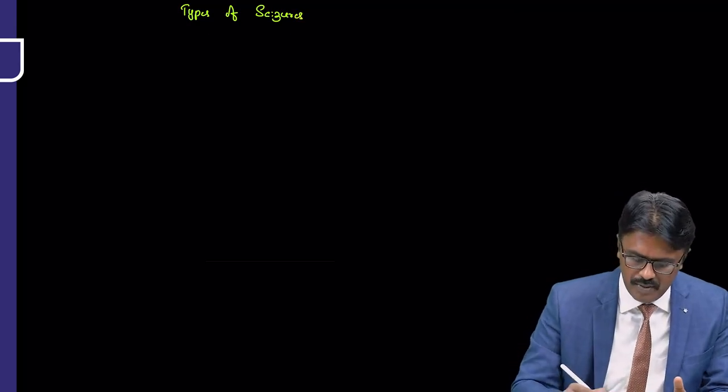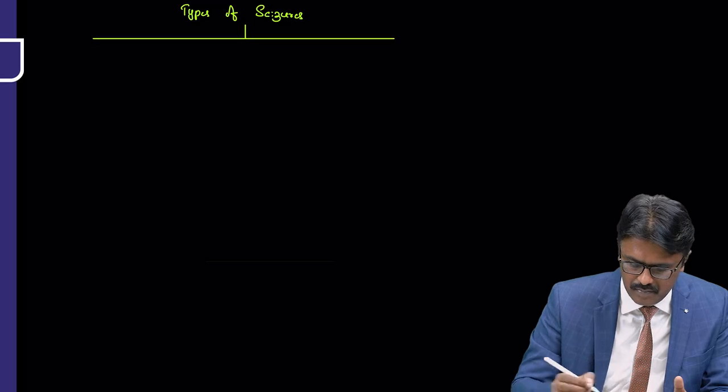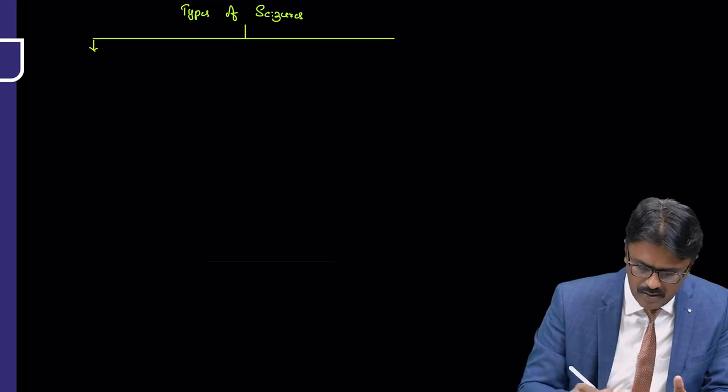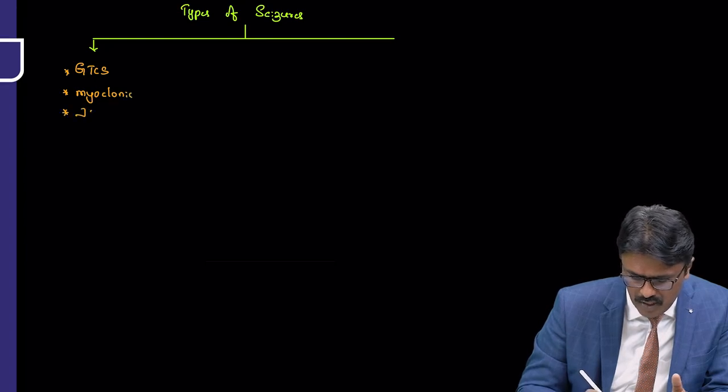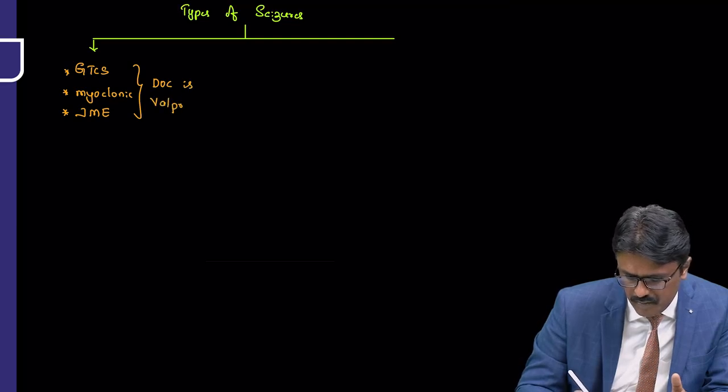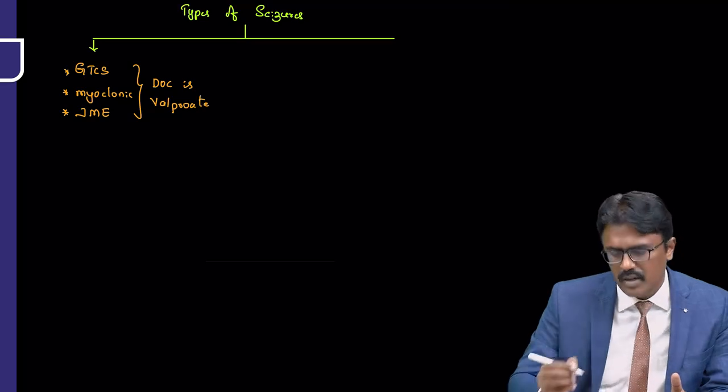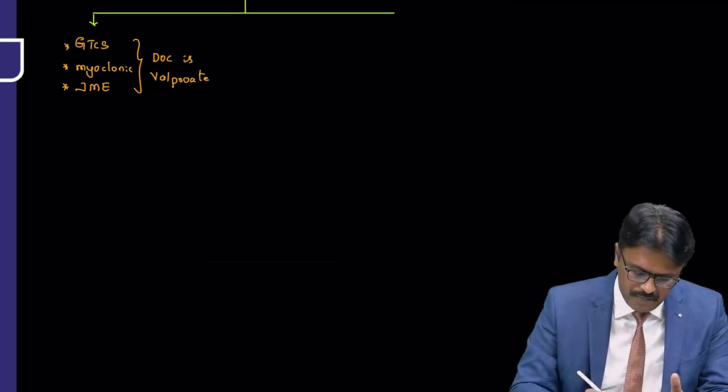Okay, so let me write them. So number 1, the generalized tonic-clonic seizure, myoclonic seizure, or juvenile myoclonic epilepsy. For all this, the drug of choice is valproate.